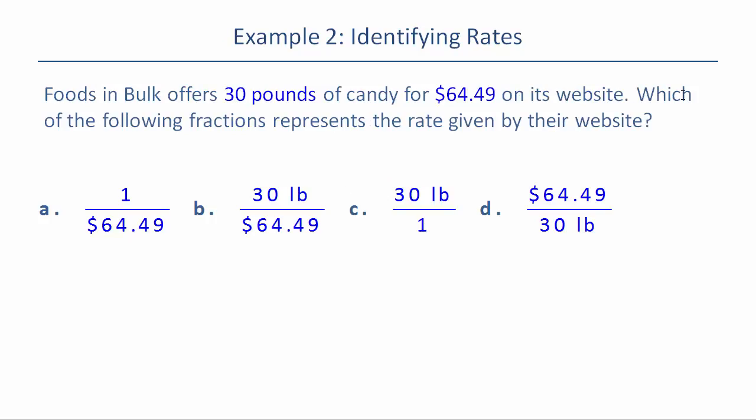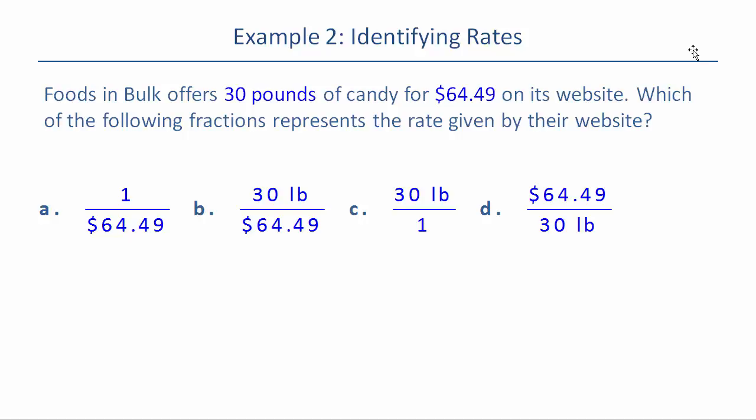Okay. How about this example where a certain store offers 30 pounds of candy for $64.49? Which of the following represents the rate given by this deal? And hopefully you're all saying, well, it's either B or D. Those are the only two logical ones because those are the only ones that have both 30 pounds and the amount. But do we do pounds per dollar or dollars per pound?